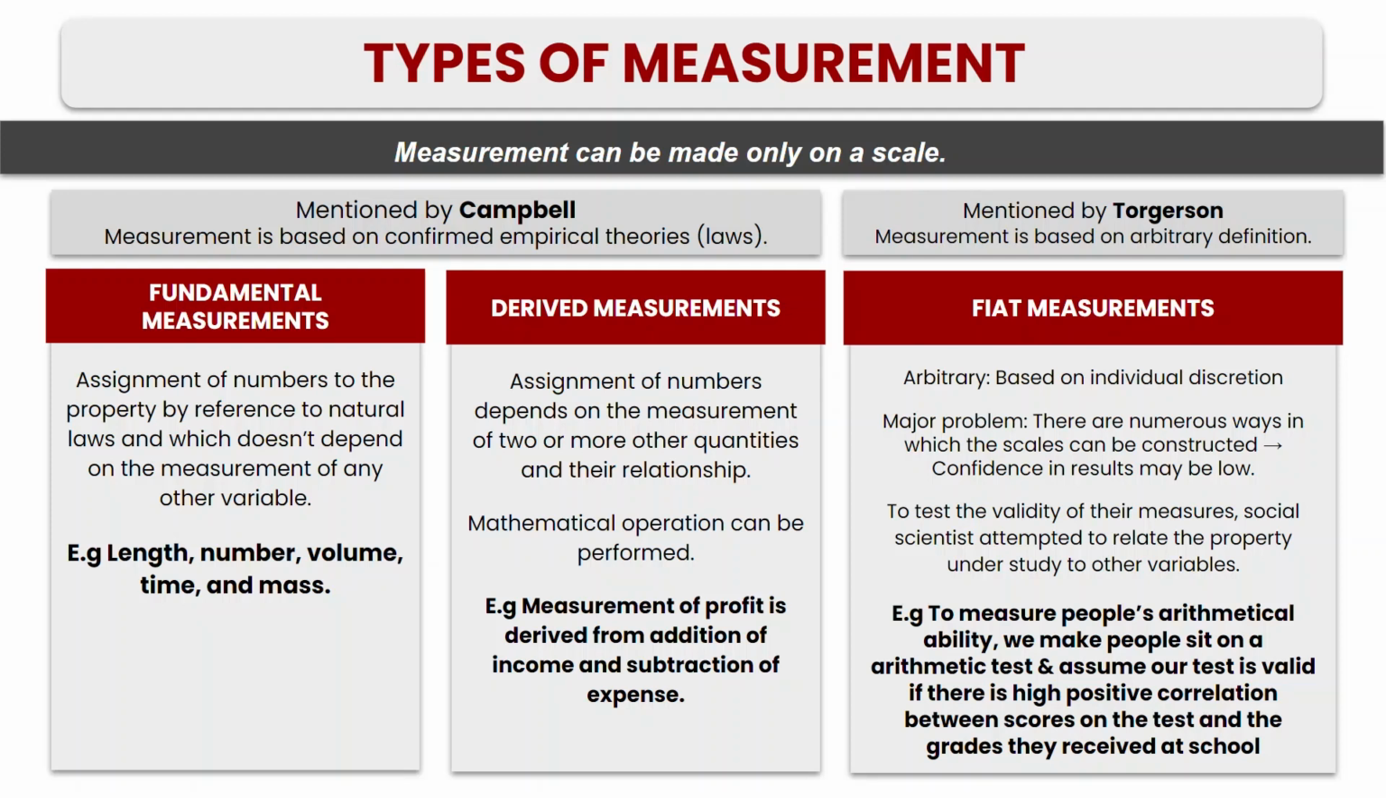Generally, to validate a measurement, social scientists attempt to relate the property under study to other variables. For example, to measure people's arithmetical ability, we make people sit arithmetic tests, and then we assume our test is valid if there is high positive correlation between scores on the test and the grades that they receive at school. So the fiat measurement is more like an alternative or addition to the fundamental and derived measurement, as Torgerson argues that it is more relevant to the social sciences.